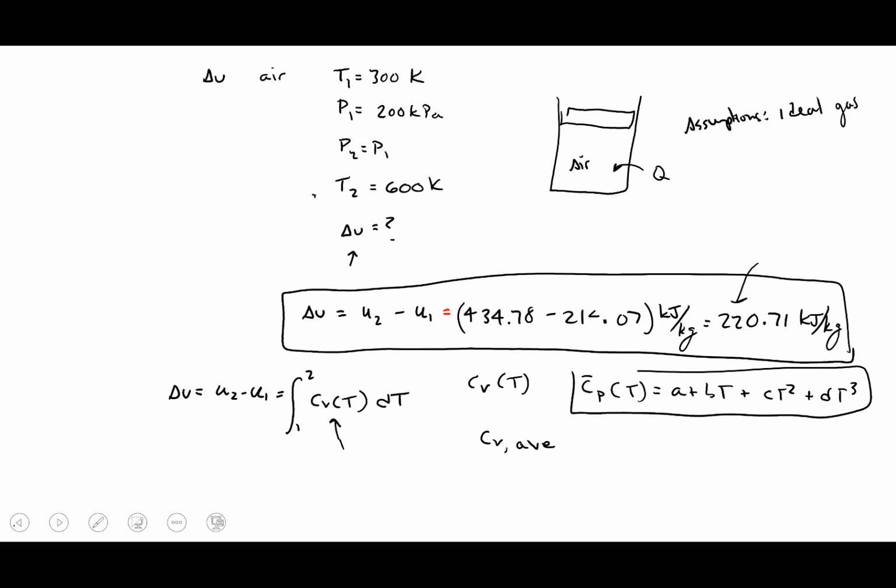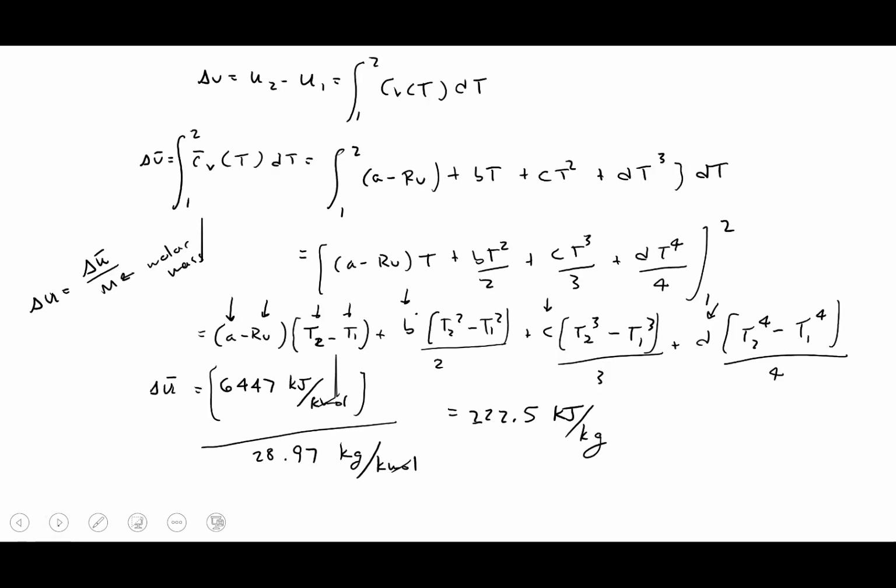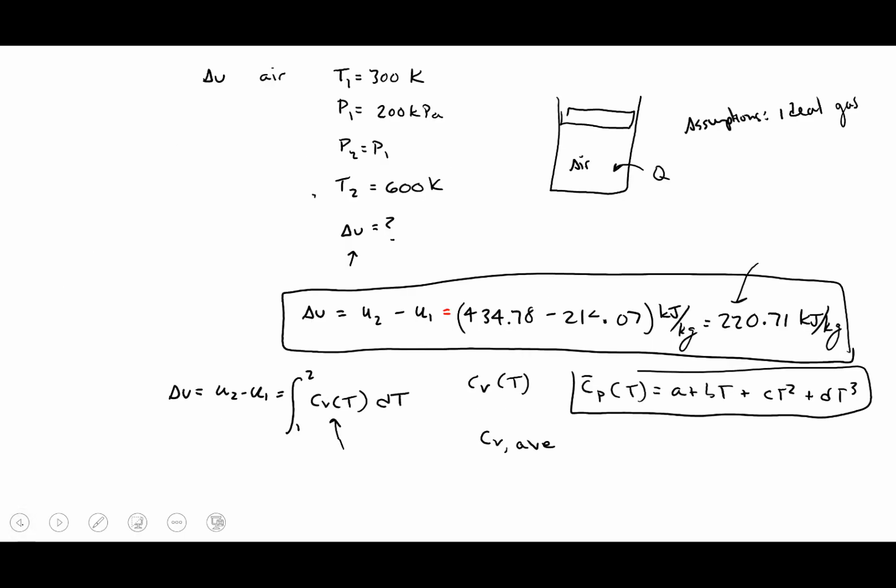So if we compare that to the value that we got from our table values, 222.5 is pretty close to 220.71, and 220.71 would be considered more accurate because we got our values directly off the tables. This one, using this polynomial, is an approximation, but it is a pretty good approximation. Now let's look at what we get if we used the average specific heat. Remember, this is one way that we can do this, assuming that we don't have table data. If we have table data like this one, we just want to use the table data because it's going to give us a more accurate result.